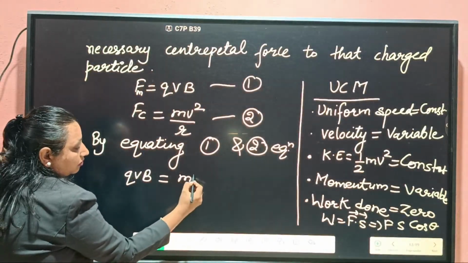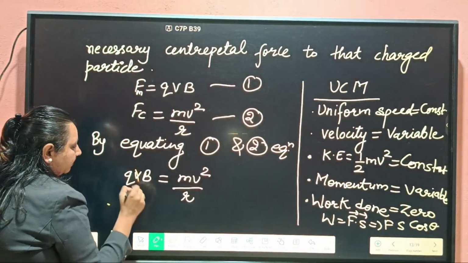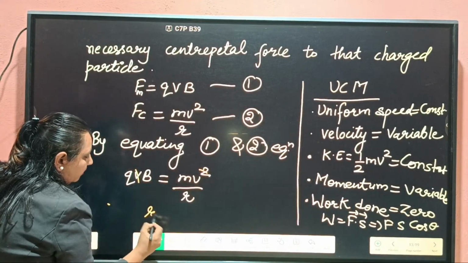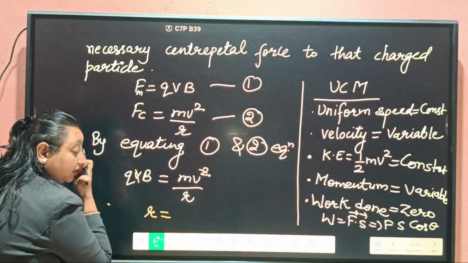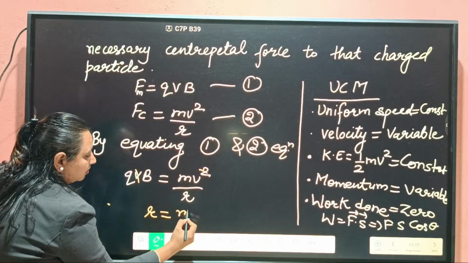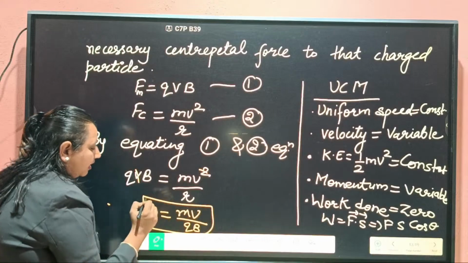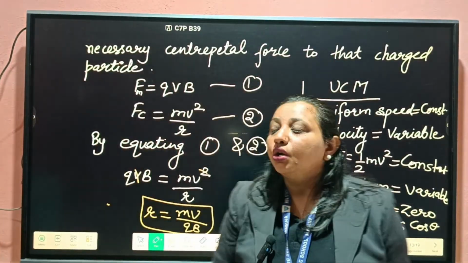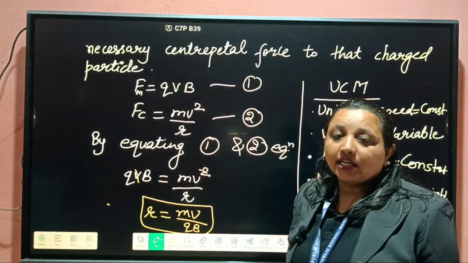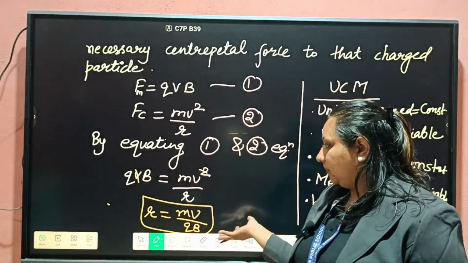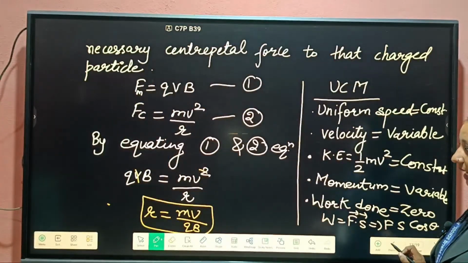qvB is equal to mv square over r. And v will be cancelled out with the v component, ठीक है, but we have r, radius, which the charged particle follows to move in the uniform circular motion. So r is equal to mv over qB. By this radius the charged particle moves in the uniform magnetic field. We can also find the velocity or the kinetic energy or the different physical quantities like momentum from here, ठीक है, the time period and the frequency.